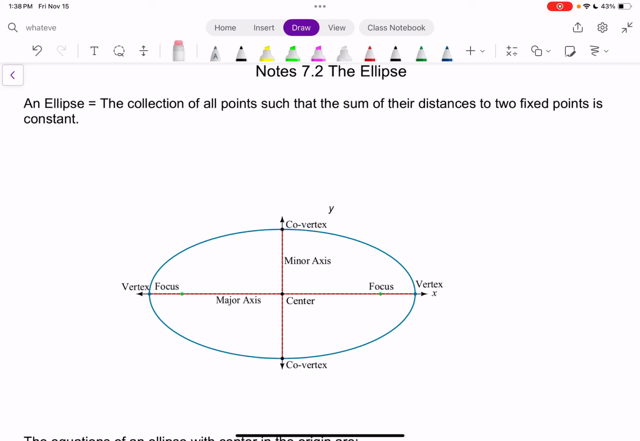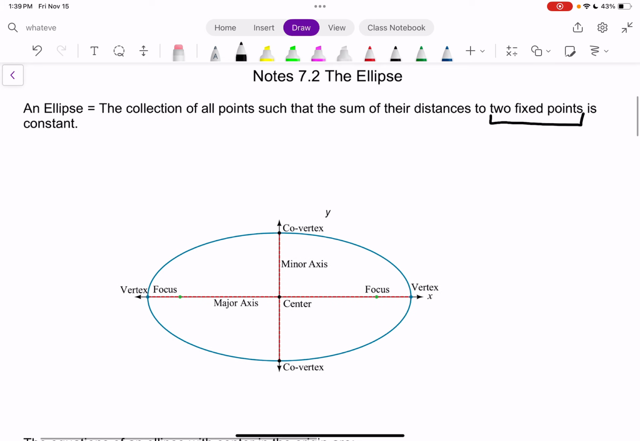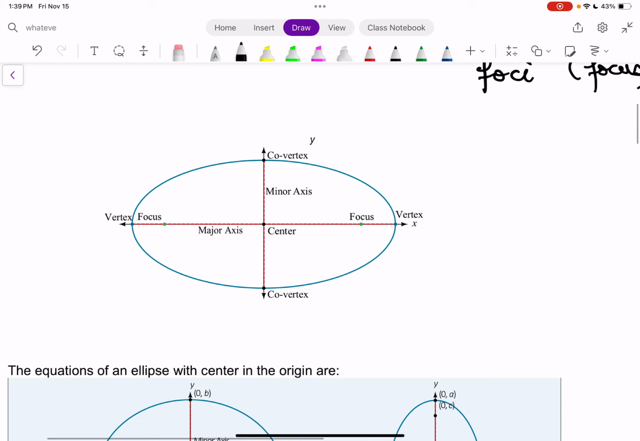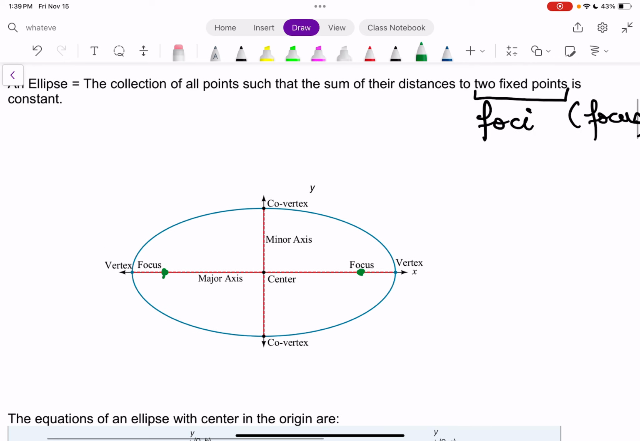So the definition of an ellipse is that it's the collection of all points such that the sum of their distances to two fixed points is constant. So what this means, first of all, these two fixed points that we're starting with this time are called the foci, which is really the plural of a focus. So here in this picture, as you see, there's quite a lot going on in an ellipse. Here is one focus, and here is another focus. Again, plural of it is foci.